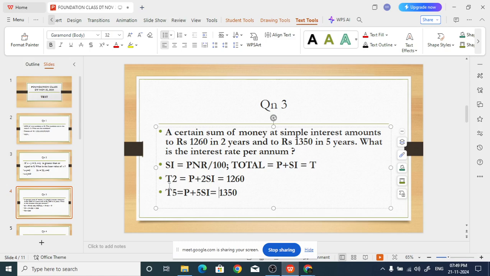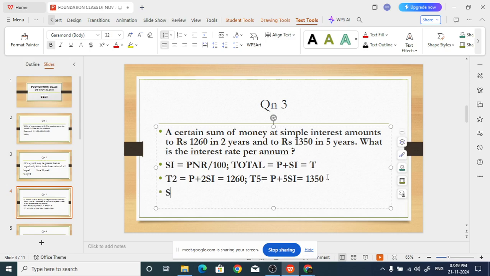So this is T2, total at the end of second year, is principal plus 2 times simple interest, that is 1260. Total after 5 years is principal plus 5 times simple interest, 1350. From this what can we find? Can we find SI? P plus 2 SI equal to 1260, P plus 5 SI is equal to 1350. Can you find SI? How much are you getting?